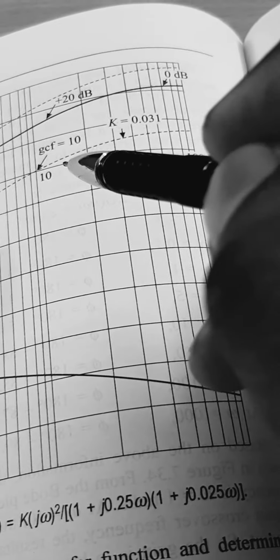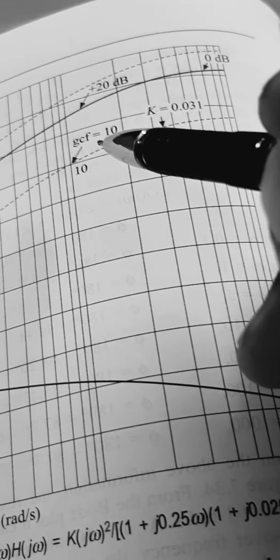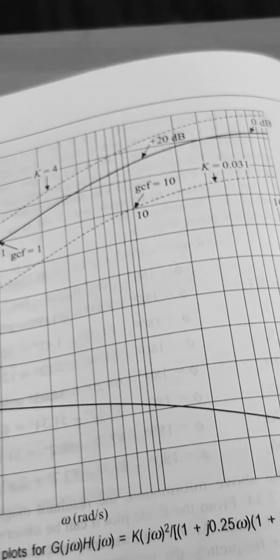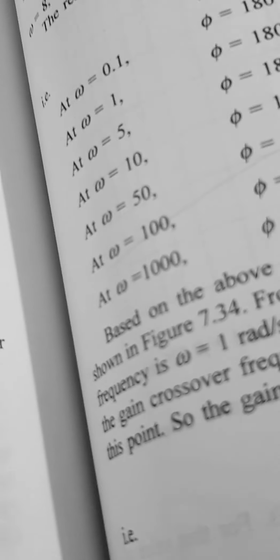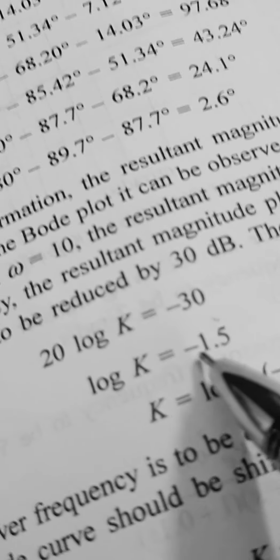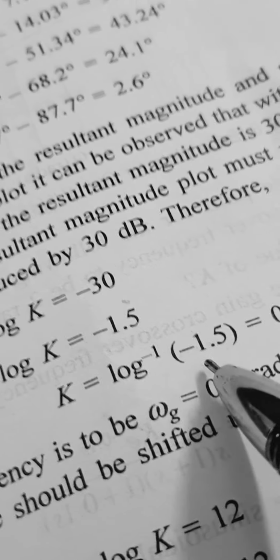In order to get a gain crossover frequency of 10, this entire graph should be shifted down by 30 dB. So when shifted down 30 dB, we can represent it as 20 log k is equal to minus 30, log k is equal to minus 1.5, k is the inverse log of minus 1.5, so you get 0.031. So the k value is 0.031.